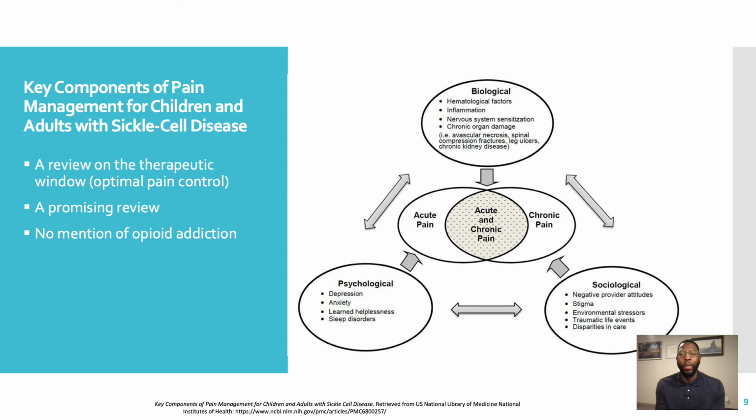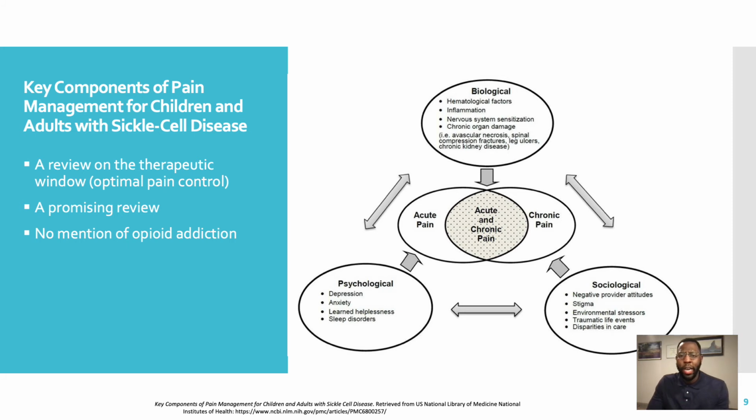As you see here, it was a promising review, but within this review or study, there was no mention of opioid addiction at all. And I think that is quite odd given the graph that I actually took from this article here. They want to use a biological, psychological, and sociological method to better help manage opioid therapy within sickle cell disease patients. And I just want to touch here on this bottom part.